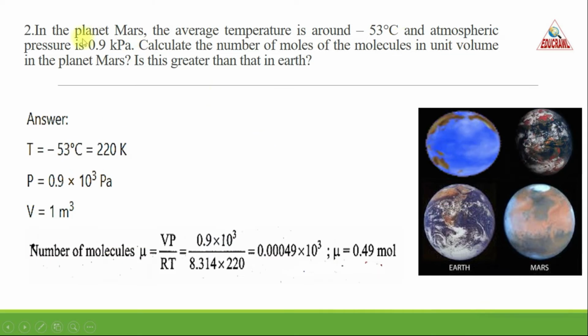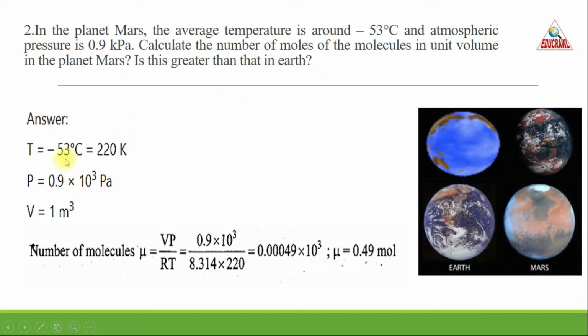Now the second problem. On the planet Mars, the average temperature is around minus 53 degrees Celsius and the atmospheric pressure is 0.9 kilopascal. Calculate the number of moles of the molecules in unit volume on the planet Mars. Is this greater than on the Earth?